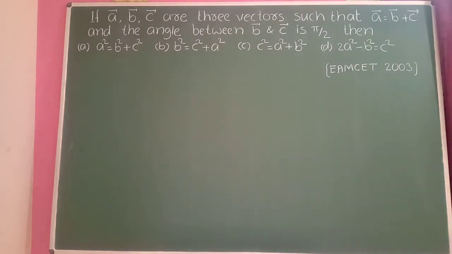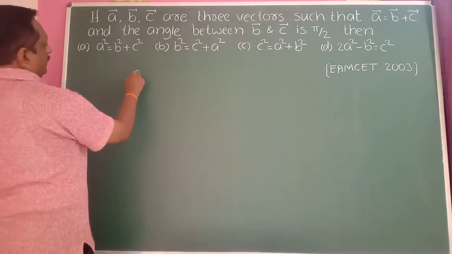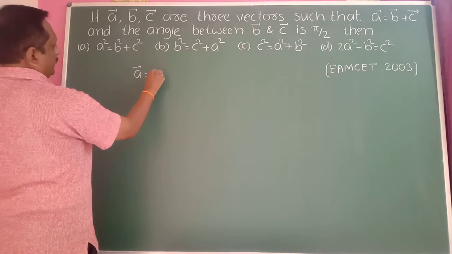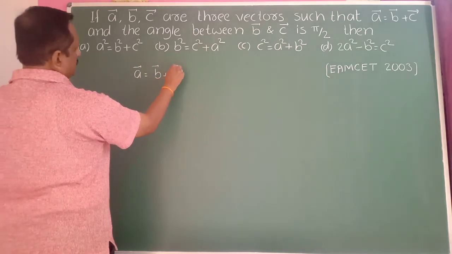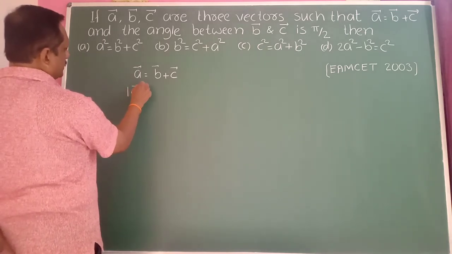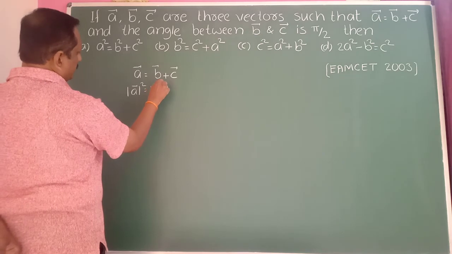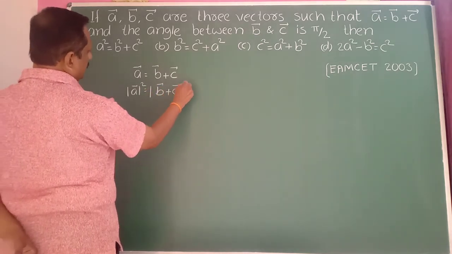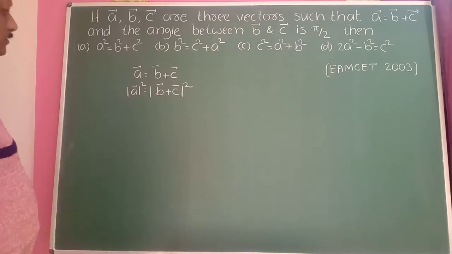If the vectors A bar, B bar, C bar are three vectors such that A bar is equal to B bar plus C bar, and the angle between B bar and C bar is pi divided by 2, then which is the correct option here? So here they have given A bar is equal to B bar plus C bar. Then take modulus and square on both sides.